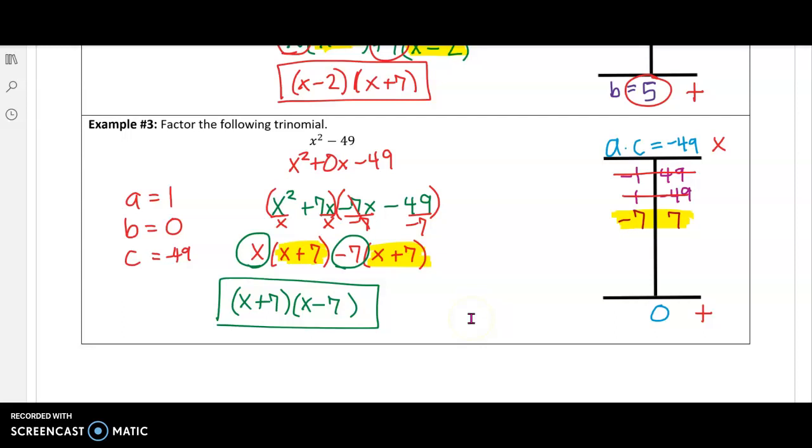I want to leave you on one thought. Is there a shortcut for getting this answer without having to do all of this work for this kind of problem? Really think about it. And if you have a question, ask your teacher.